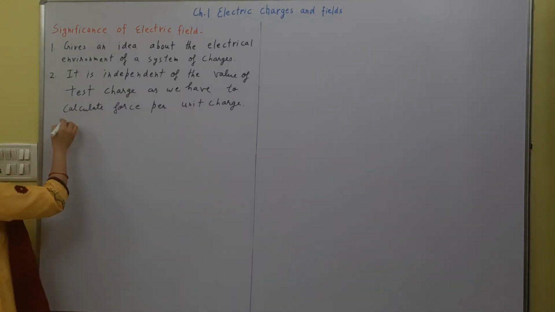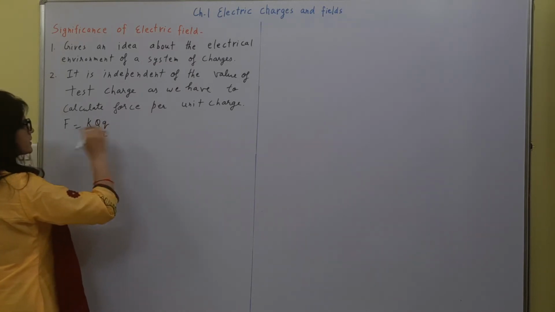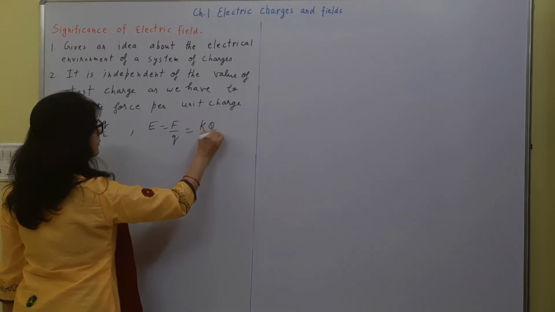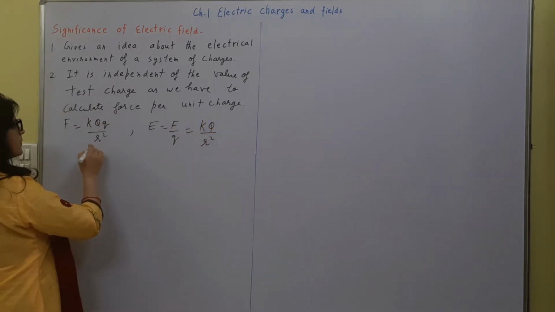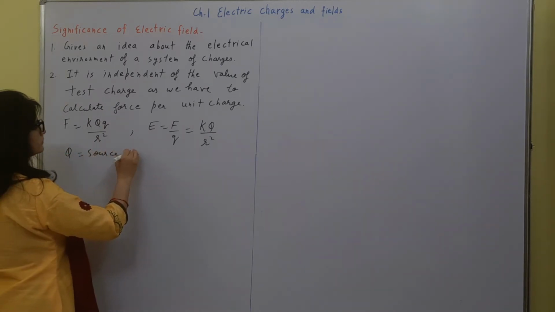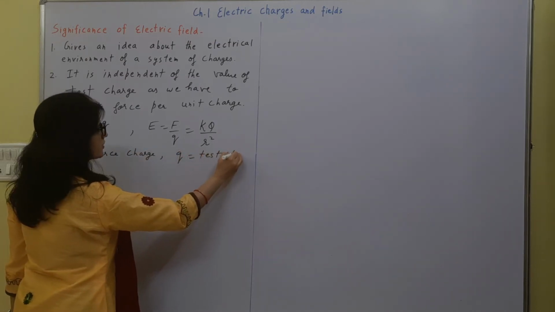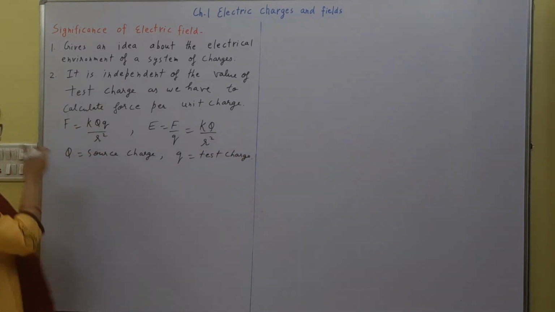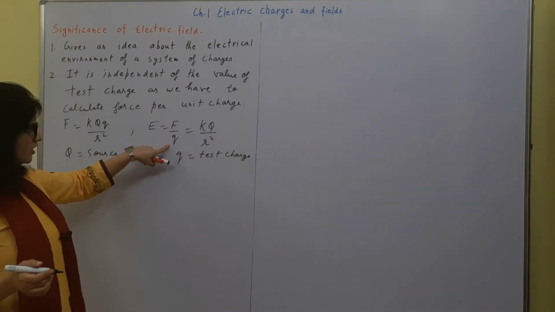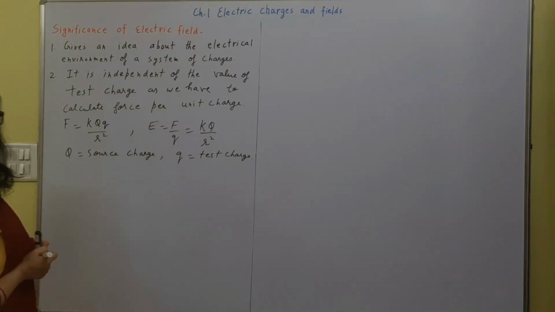Right? So because we know that F is K Q upon R square, that means electric field is what? This is F upon Q. So this gives me KQ upon R square. So this is independent of small q, because this is the source charge and this is the test charge here, right? So electric field is independent of the value of the test charge because the test charge is in the denominator. Force per unit test charge is electric field, right?